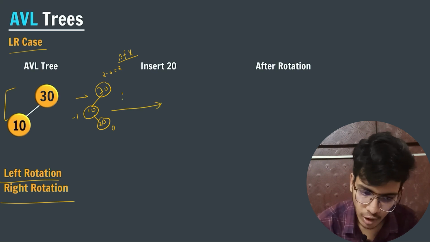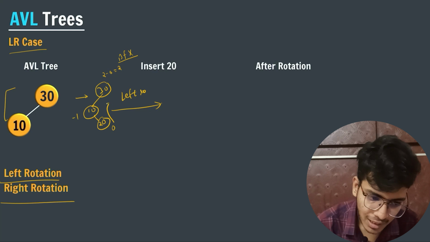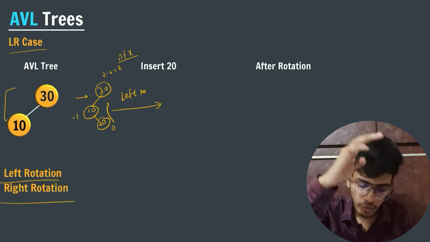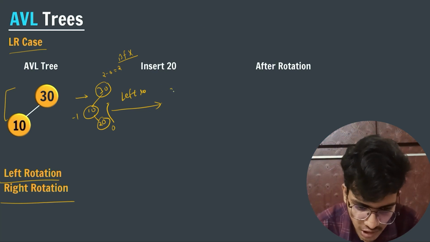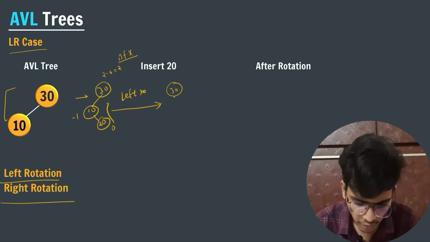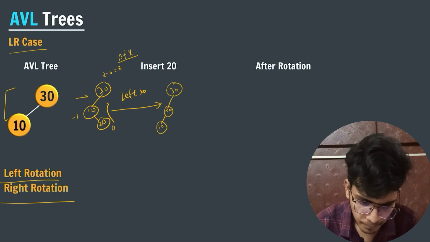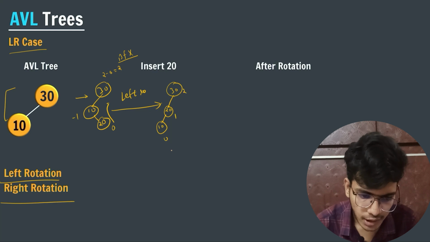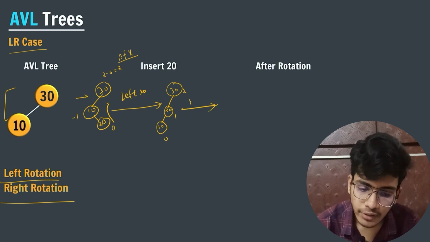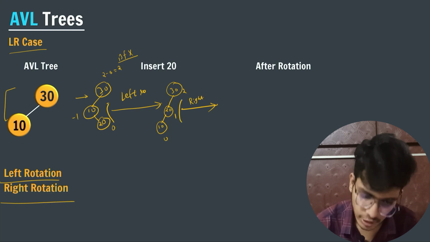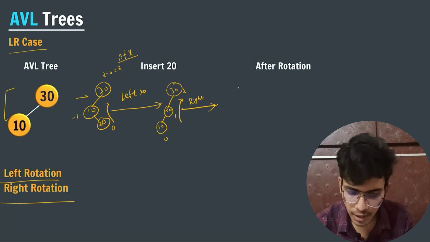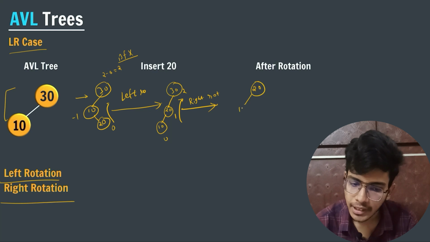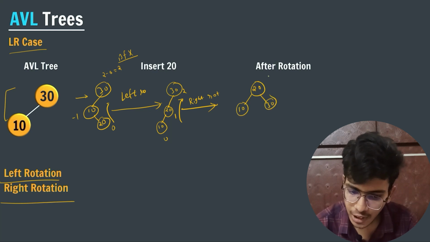So first I will perform a left rotation. When I perform the left rotation, my 20 node will come on top and 10 will go down. My tree will become something like this: 30, after that 20, after that 10. Now if I observe, the balancing factors are 2, 1, 0. After this I will immediately perform a right rotation through this pivot element, and I will get a balanced BST. After the right rotation, 20 will come in the middle, 10 will come on the left side, and 30 will come on the right side.